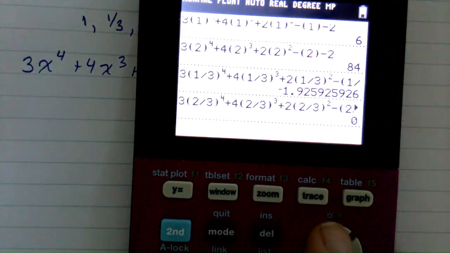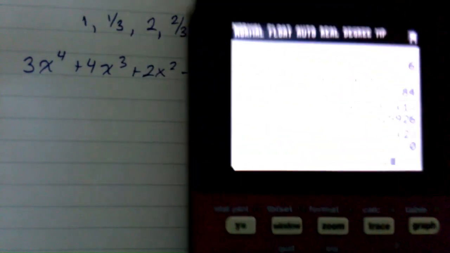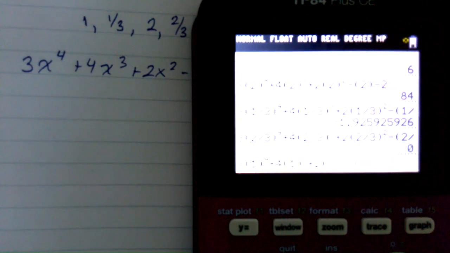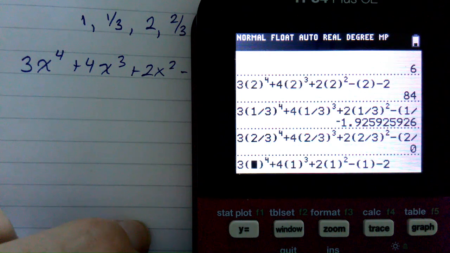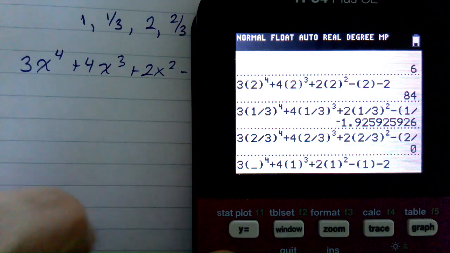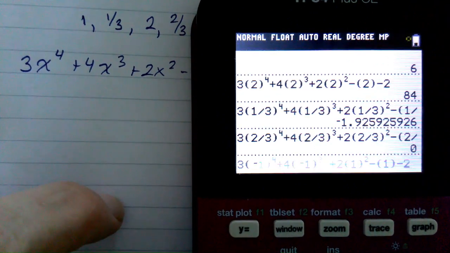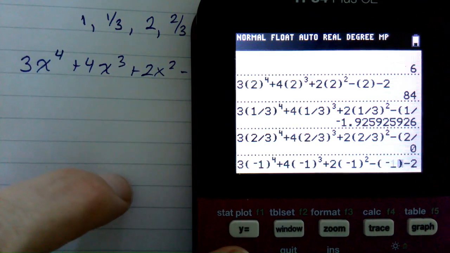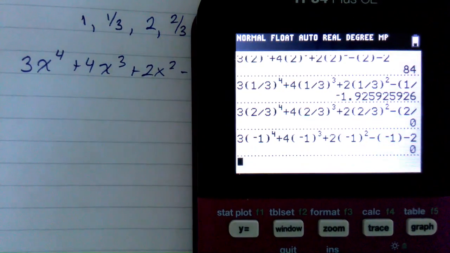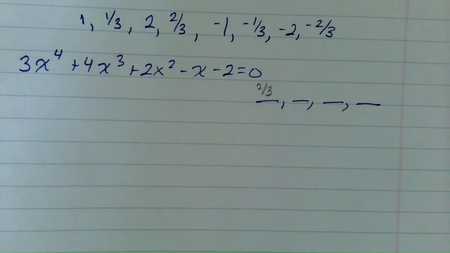Okay, so now I'm going to try negatives. So I'm just going to go to the top one, and I'm going to put a negative in front of that. I'm just using the insert key, which is available even on the basic TI scientific calculator. And -1 worked. And I'm kind of getting tired of trying these, so I'm not going to try the other 3.